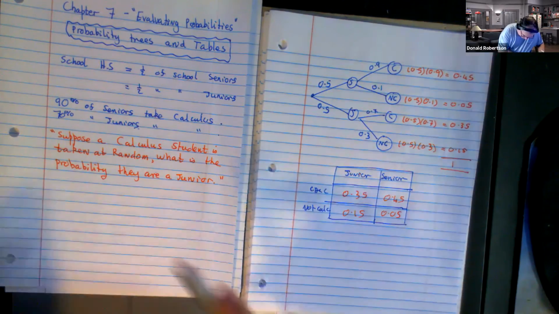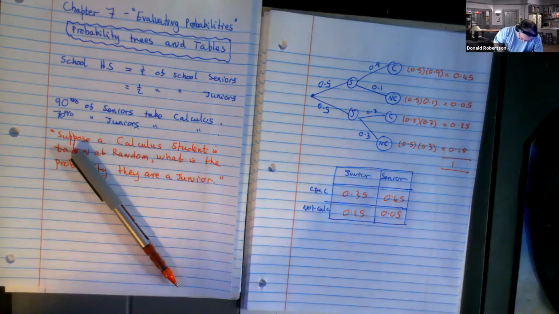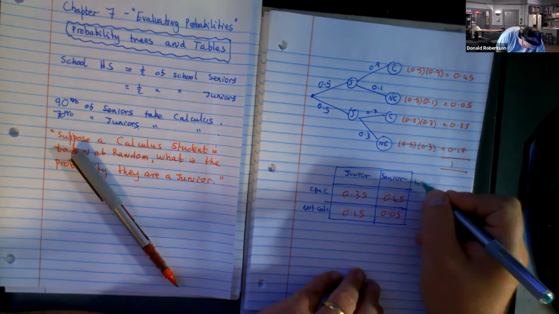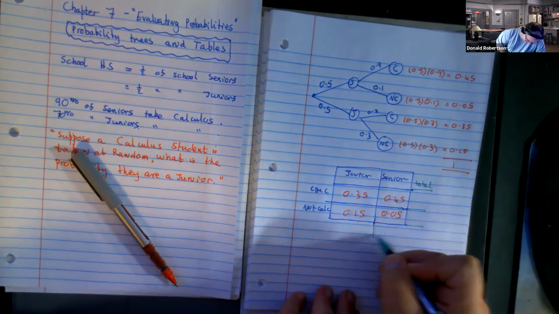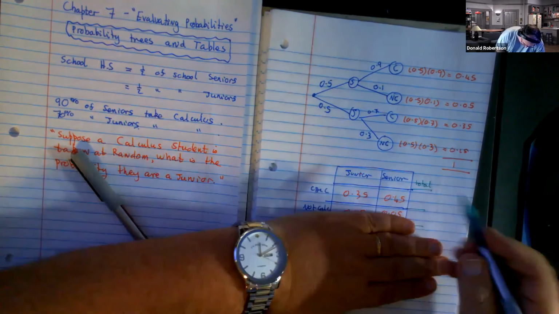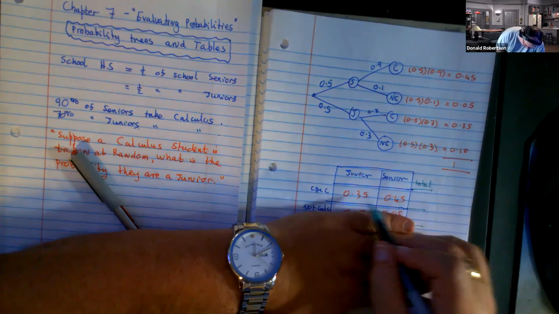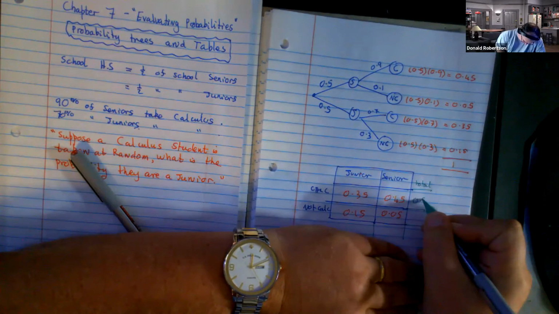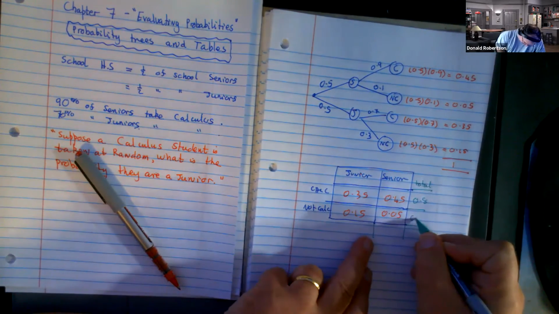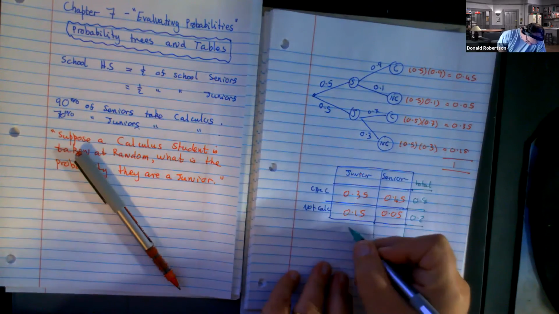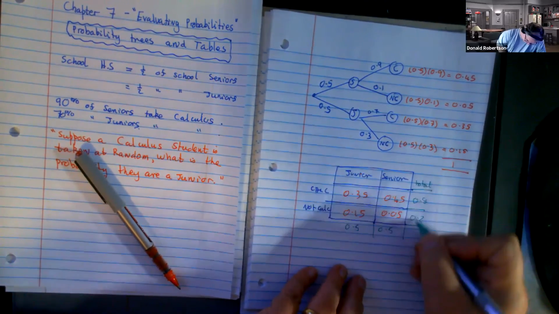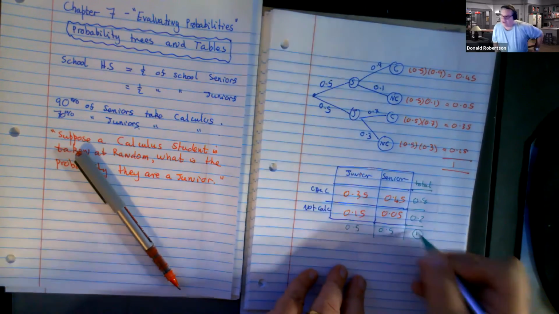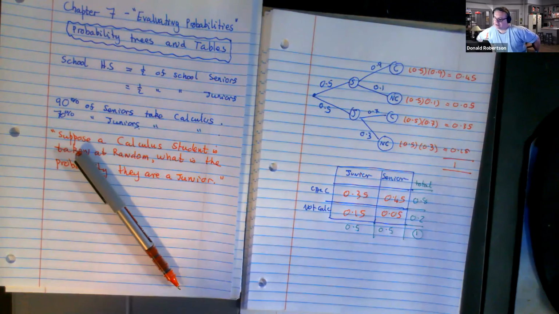Now, these tables should have totals. The row is what you get when you add these two together, and that ends up being 0.8. This row ends up being 0.2. This column ends up being 0.5, and this column ends up being 0.5. And shouldn't they all add up to 1 again as a check that you've added your rows and columns correctly? It's always a good idea to have places to check.